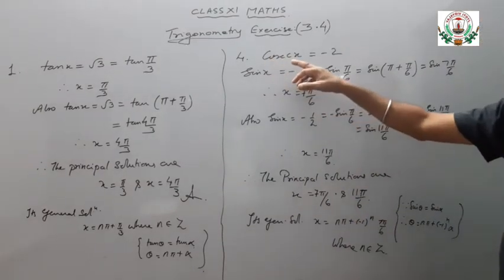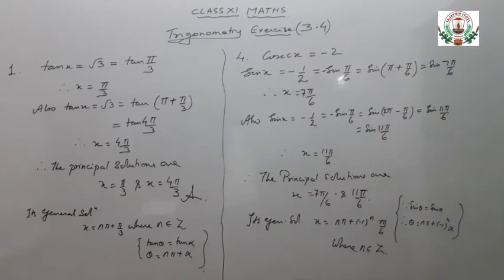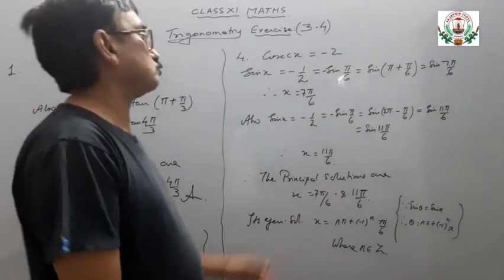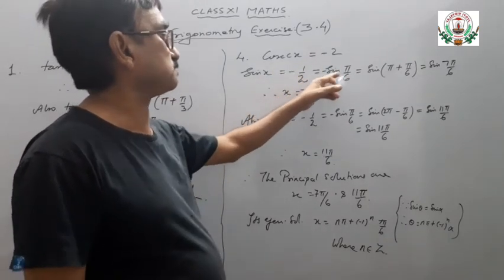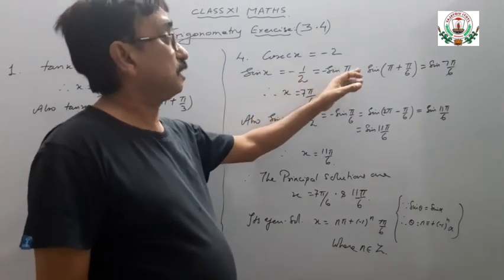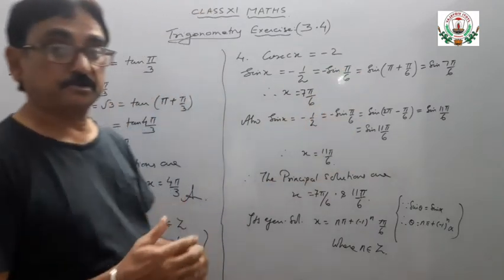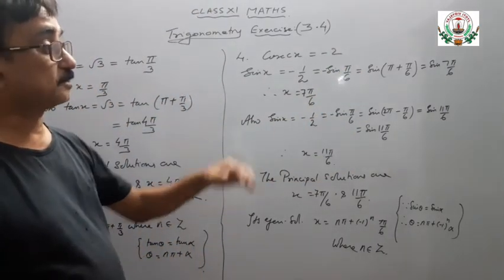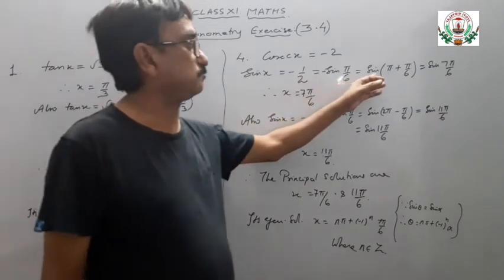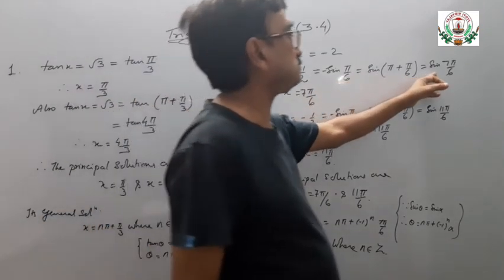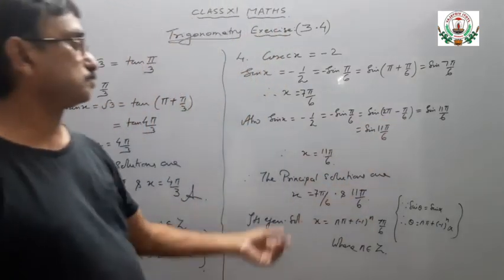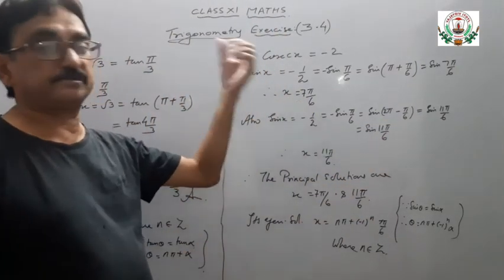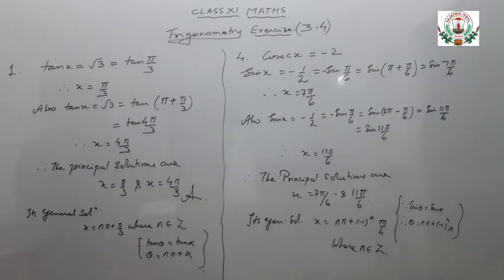Question number 4: cosec x. Questions 2 and 3 will be homework for you. Cosec x equals minus 2, so sin x equals minus 1 by 2, minus sin 30 degrees. Sin x is negative in the third quadrant. So sin of 180 plus theta, sin of pi plus pi by 6, sin 7 pi by 6. So the positive angle we got, x equals 7 pi by 6, is its first principal solution.